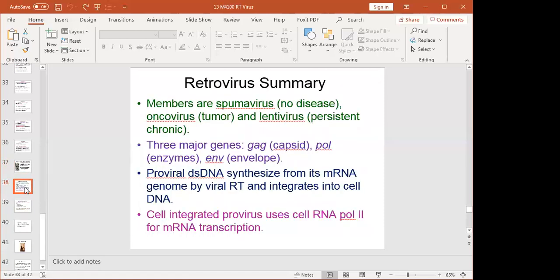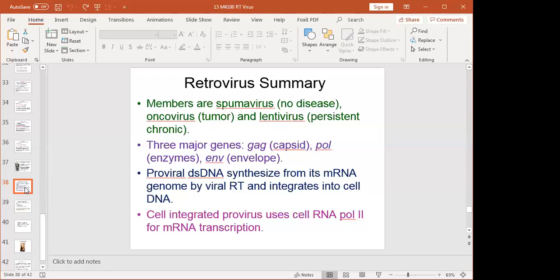Retrovirus summary. The members of retrovirus are spumavirus, which are orphan viruses that do not cause any disease, oncoviruses, which are tumor-causing, and lentiviruses, which cause persistent chronic infections. Retroviruses have three major genes: GAG, which codes for capsid proteins, POL for enzymes, and ENV for envelope proteins, which will later on become glycosylated glycoproteins.